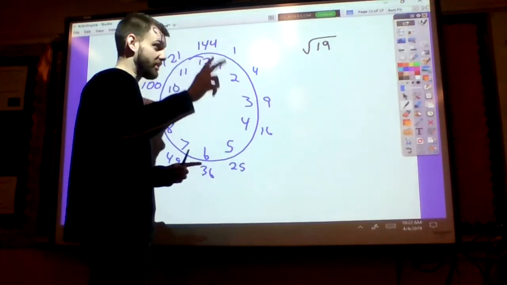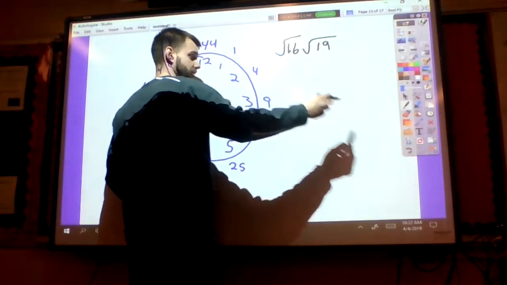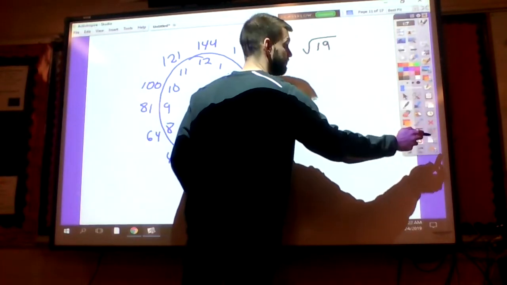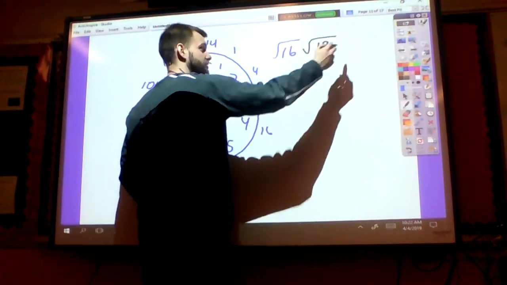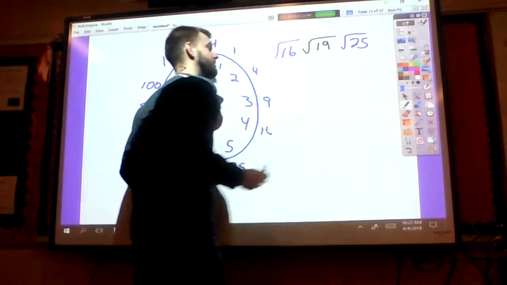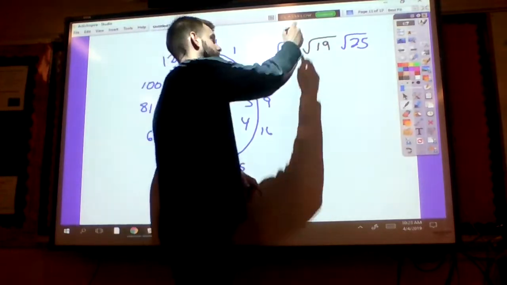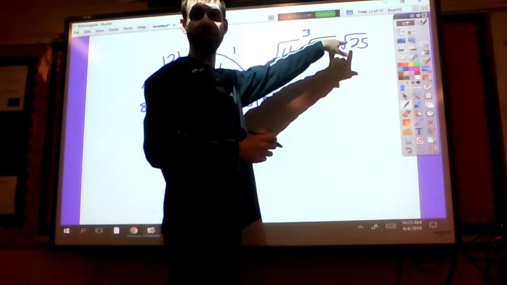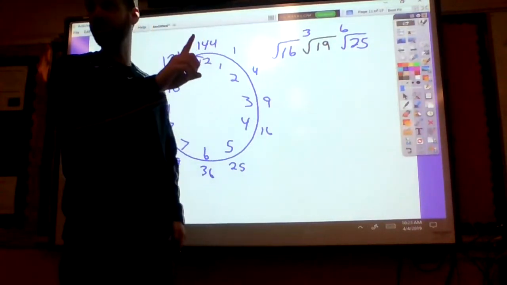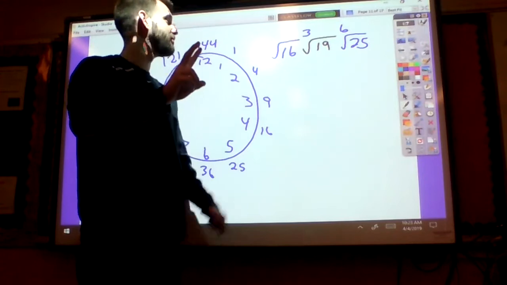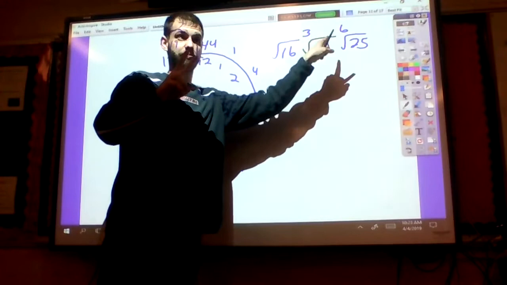Step 2, we're going to write those in order. So 16 goes first. Let's do that in a different color. 16 is first, 25 is second. And then we're also going to see the distance between 16 and 19. It's 3. And the distance between 19 and 25, 6. All right, so step 1 was to see what is in between. Step 2 is to write it in order and then see the distance between 19 and your perfect squares.